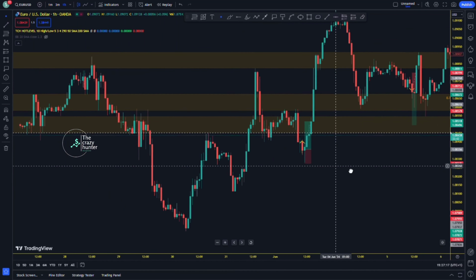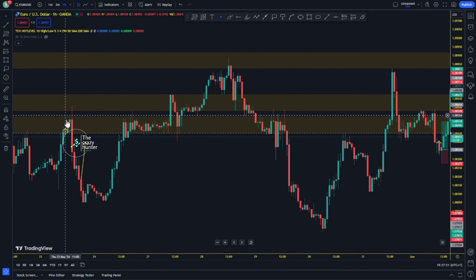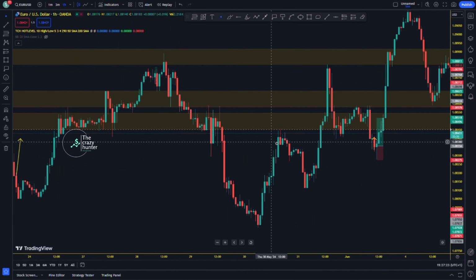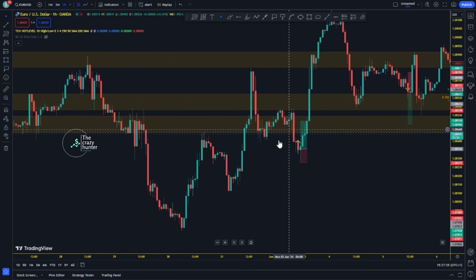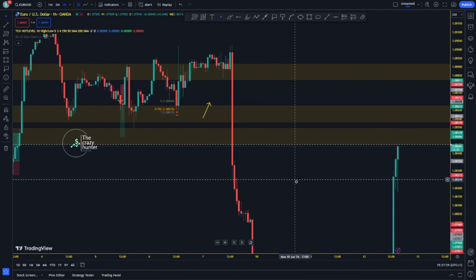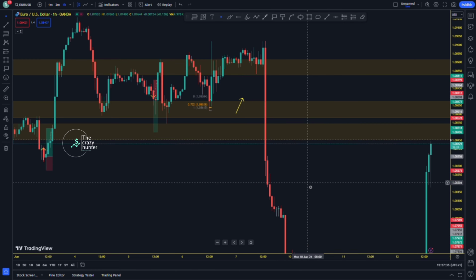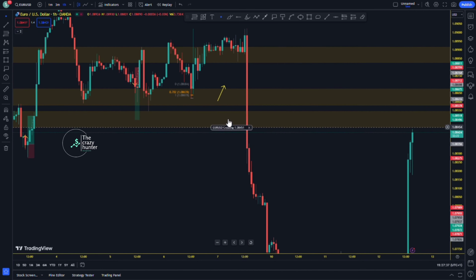What does the indicator do? Very simple. The indicator measures key levels in the chart. All right, key levels. So the indicator just marks them on the chart and tells you the levels that have a high probability of working. Okay, and you can also see we have another level at the top right here.